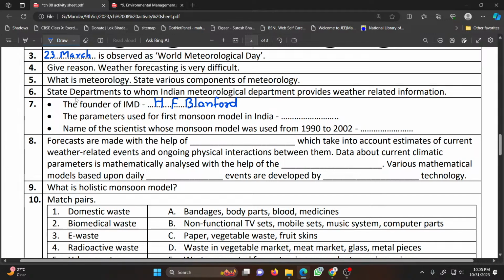The parameters used for the first monsoon model in India: there was snowfall in the Himalayan region. Snowfall in Himalaya. That was it. Name the scientist whose monsoon model was used from 1990 to 2002, and he was Dr. Vasantrao Gowarikar.